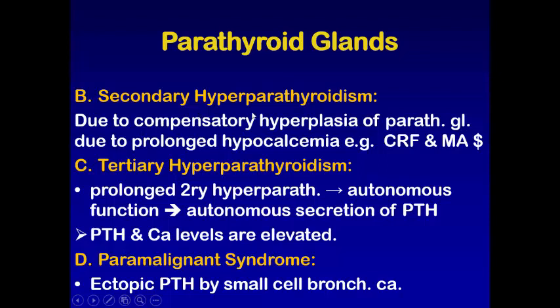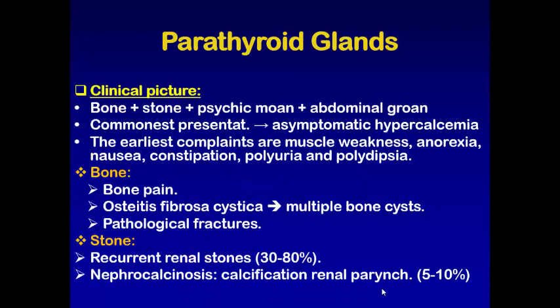While in secondary hyperparathyroidism, there is what we call normocalcemic hyperparathyroidism. The calcium is not elevated, but parathormone is elevated. Also, the fourth type is what we call paramalignant syndrome. It is ectopic parathormone secretion by other tumors like small cell bronchial carcinoma. This is the most common tumor that secretes parathormone ectopically.